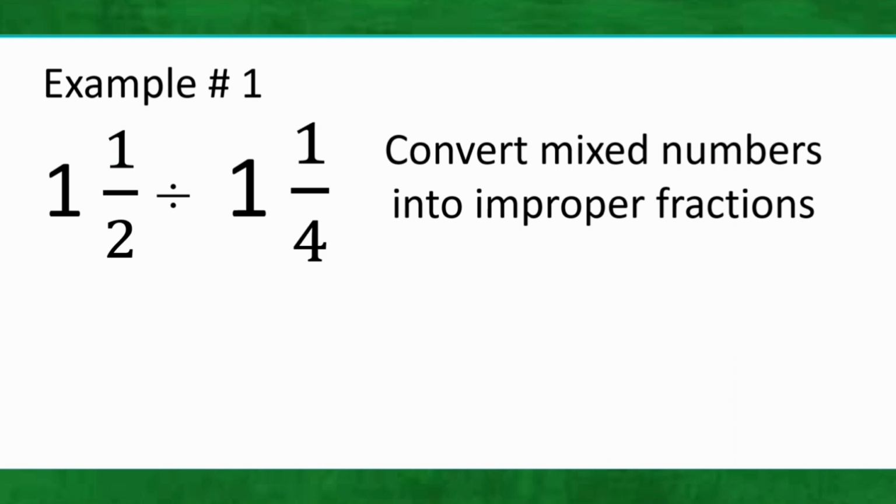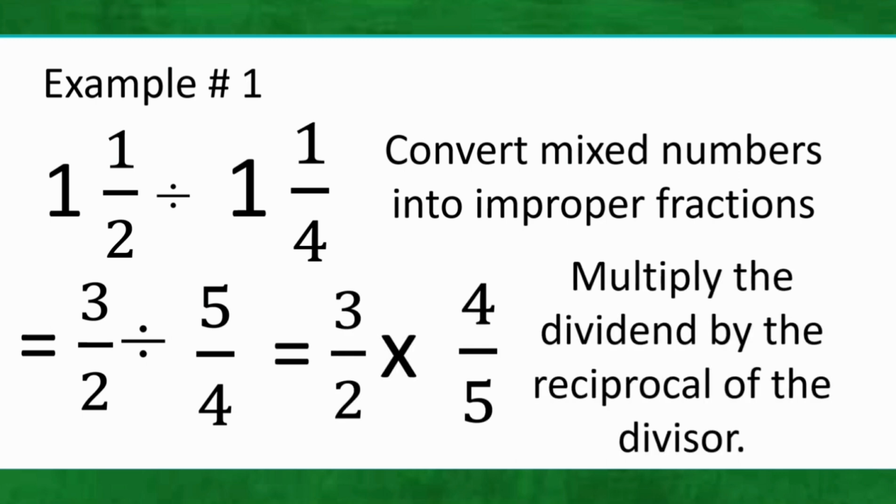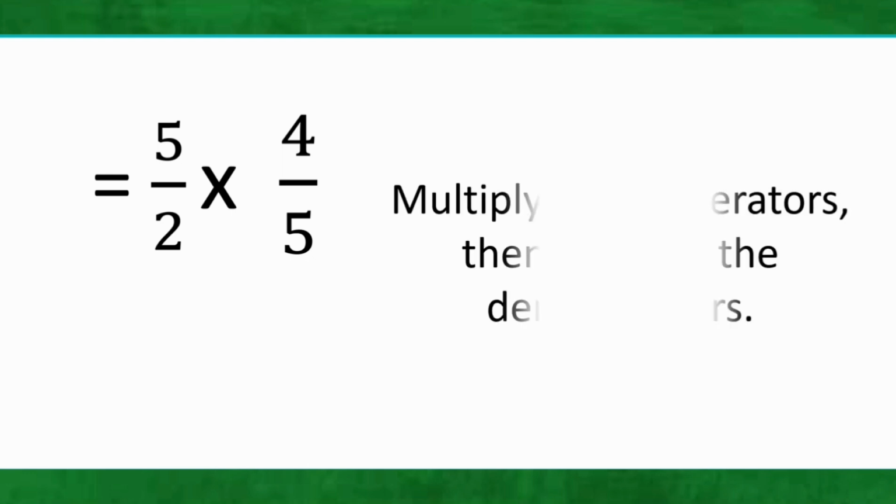First, convert mixed numbers into improper fractions. 1 and 1/2 will become 3 over 2, and 1 and 1/4 will become 5 over 4. Then, multiply the dividend by the reciprocal of the divisor. 5 over 4 will become 4 over 5. So we have 3 over 2 times 4 over 5.